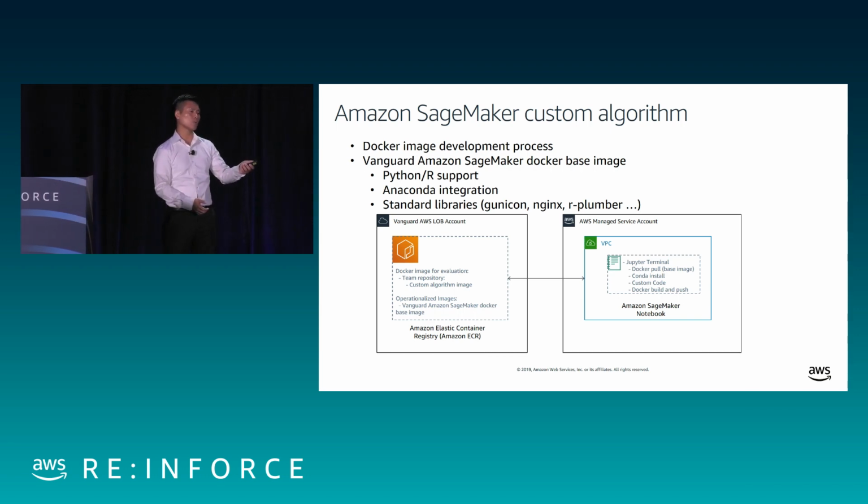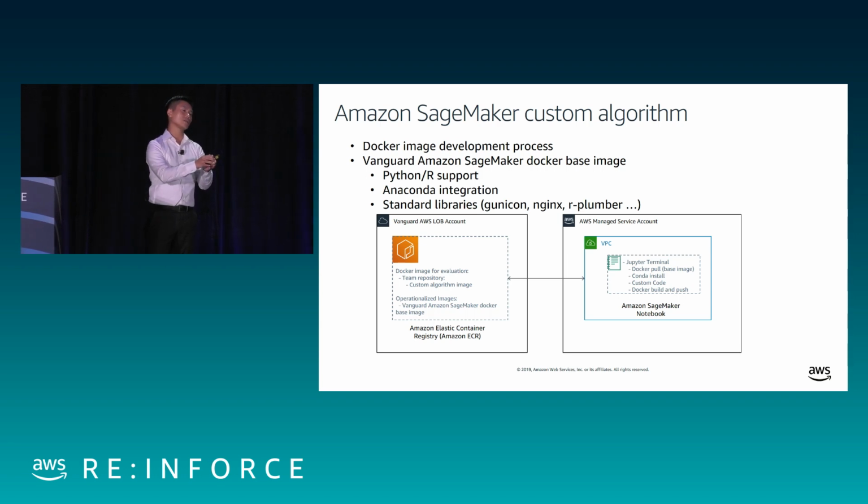When they push into ECR, we created two separate types of ECR repository. The first type is the team repository for the experimentation area, meaning during the development process, the data scientists need to push the image, delete the image, and do multiple iterations of it. So that's their experimentation area. Once they decide that the Docker image in ECR is what they expect it to be, they can create a training job or a batch transform job to validate that Docker image.